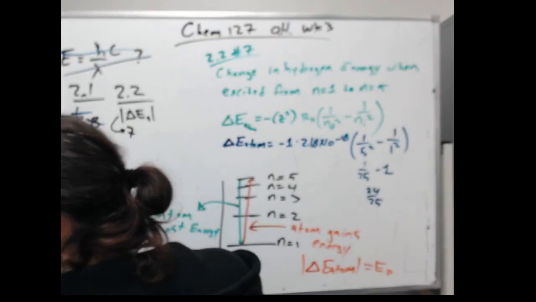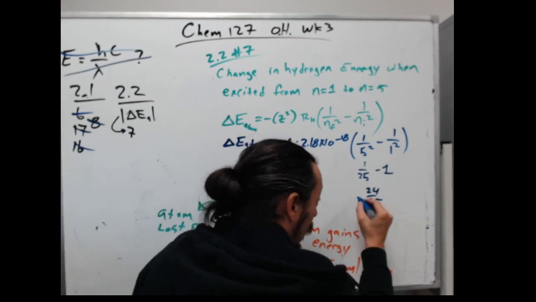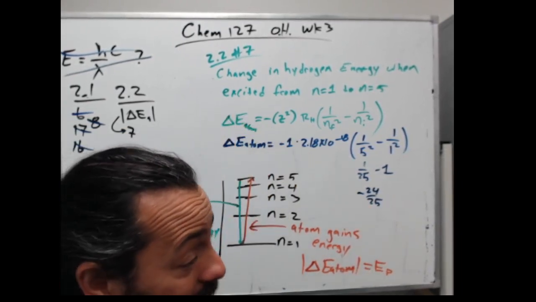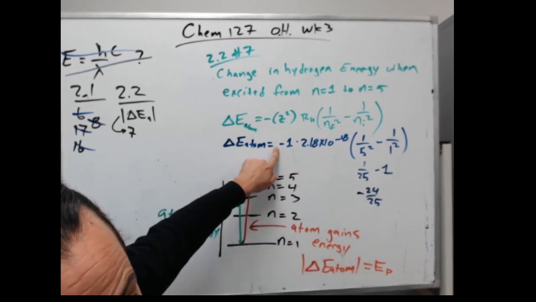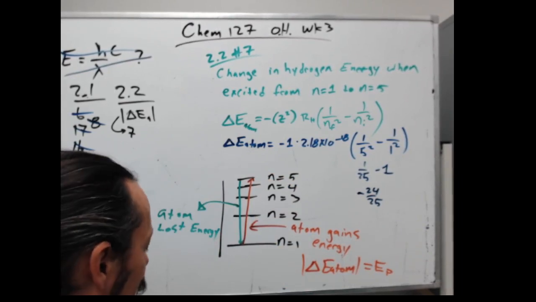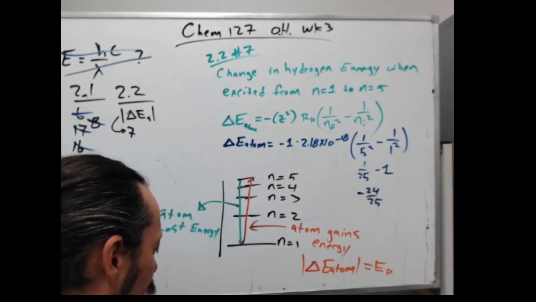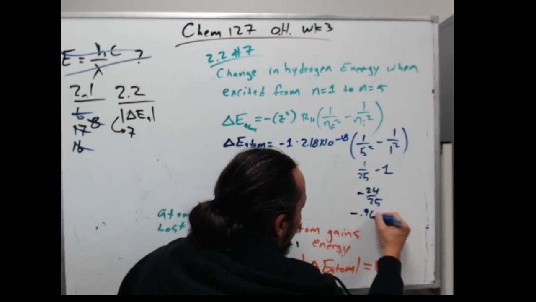That is going to be equal to 24/25, which I don't know what that is in my head. Negative 24/25. That's important because I'm expecting that negative sign and that negative sign to cancel out, so I end up with positive energy. So if I do 24 divided by 25, it's 0.96. So this is negative 0.96.